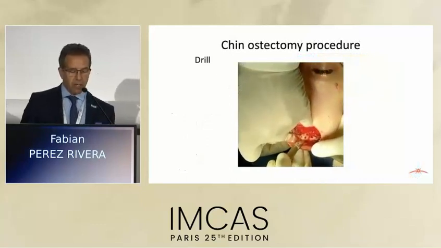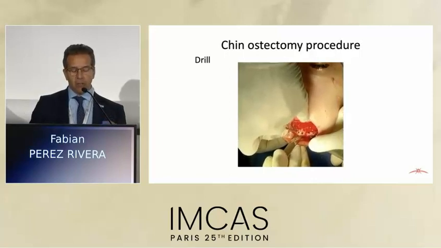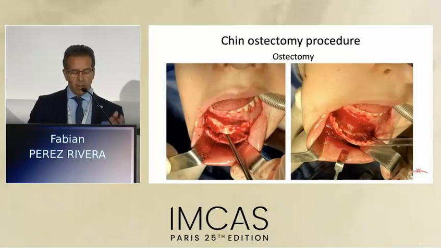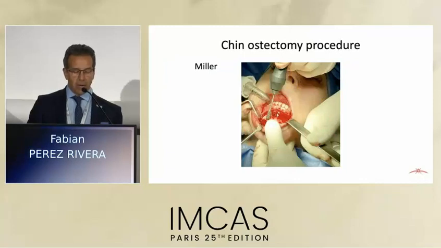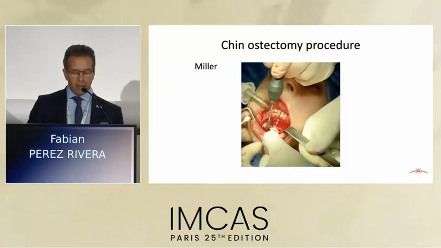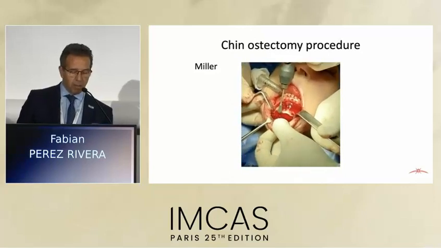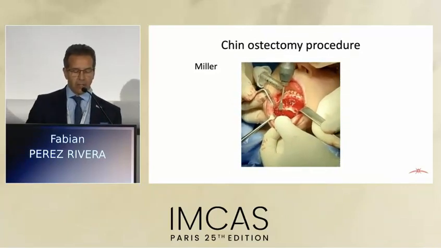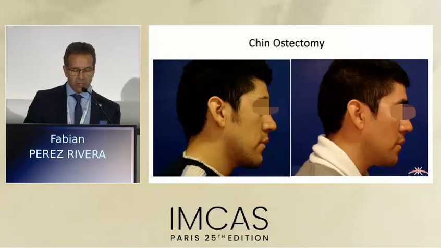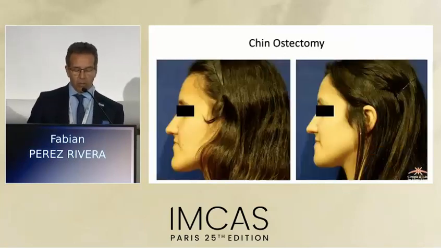I first perform little holes with a drill. After that, with the ostectomy, I make the line and take out the excess bone. And after that, with the burr, I make sure that I don't have any sharp edge, to avoid the patient touching it and having discomfort. This is my result, the same patient that I showed you before during the procedure.